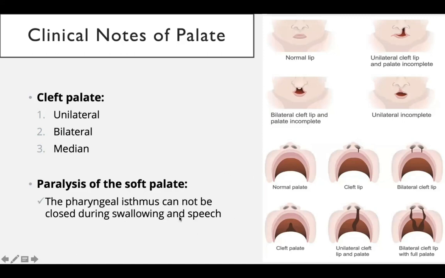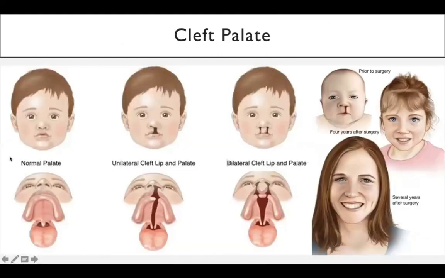During speech, the soft palate is movable, a muscular fold, and it helps in making different kinds of sounds. It helps in the modification of sound and speech. So if it's paralyzed, we cannot speak properly, or the sentences will not be clear. Okay, so this is again cleft palate.